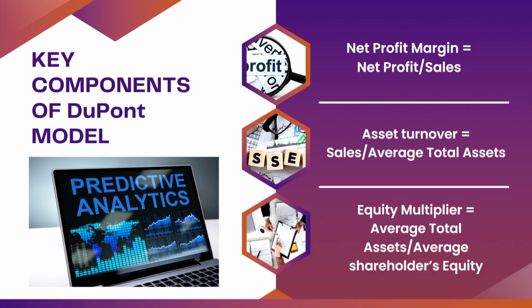Then moving to the third component, that is the equity multiplier. It is simply calculated by establishing a relationship between average total assets and average shareholders' equity. Now, again, average shareholders' equity can only be calculated provided two years' balance sheet information is made available, unless it is taken as the single year's financial statement and the single year's shareholders' equity.